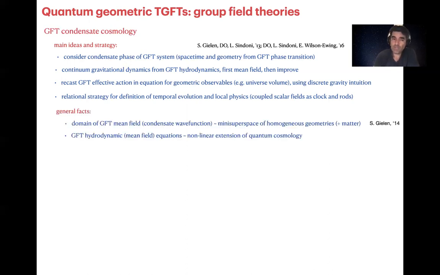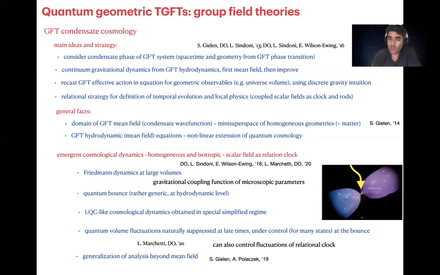The general facts that one can show are two. First of all, the domain of the group field theory field, the mean field of the effective action, is in fact isomorphic to the minisuperspace of homogeneous geometries. Second, the hydrodynamic equation gives then something that is a nonlinear extension of quantum cosmology, confirming the interpretation in terms of effective cosmological dynamics.